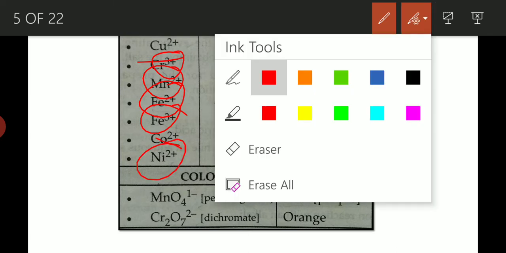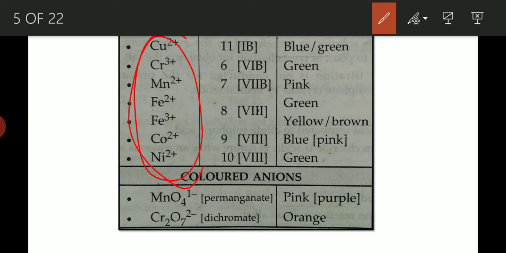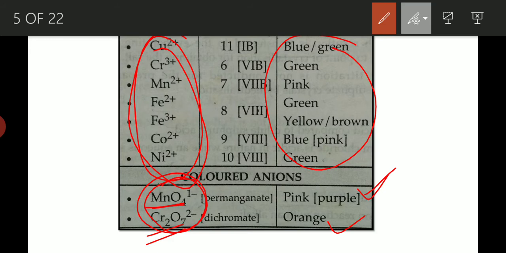So you need to remember the colors of all these colored cations, and there are two anions which are colored. One is permanganate, which is purple or pinkish purple in color, and another one is dichromate, which is orange in color.